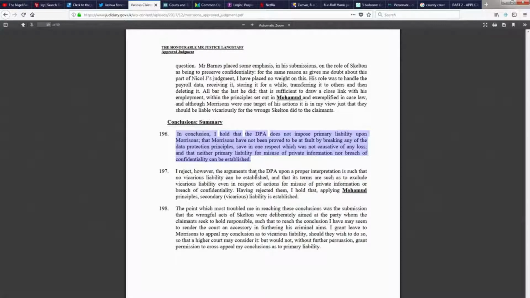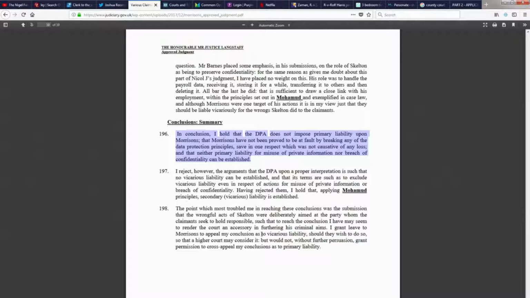I reject, however, the arguments that the Data Protection Act, upon the proper interpretation, is such that no vicarious liability can be established, and that the terms are such as to exclude vicarious liability, even in respect of actions for misuse of private information or breach of confidentiality. Having rejected them, I hold that applying Mahmoud principles, secondly, vicarious liability is established. The point which is most troubling to me in reaching these conclusions is the submission that the wrongful acts of Skelton were deliberately aimed at the party whom the claimants seek to hold responsible, Morrisons.